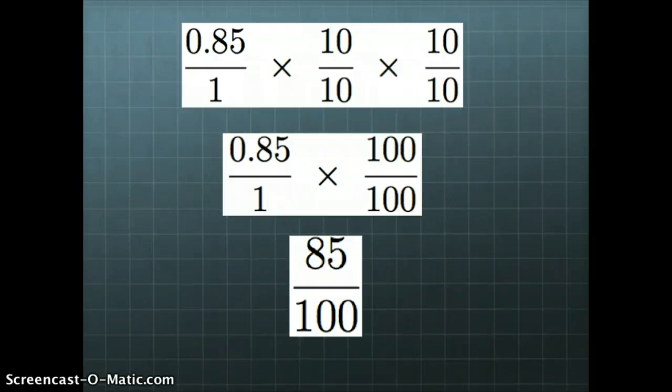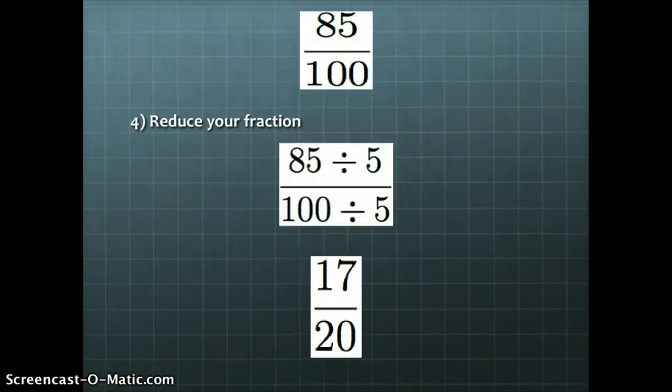So after all of our math is done, we can simplify 10 over 10 times 10 over 10 equal to 100 over 100. Notice that 100 over 100 is 1. It's equal to 1. So we're not changing the value of our decimal, but we are multiplying by this so we can get an easier fraction that we can work with. And we obtain 85 over 100. Remember, that's the same as 85/100ths, which is how we pronounce our decimal, 0.85.